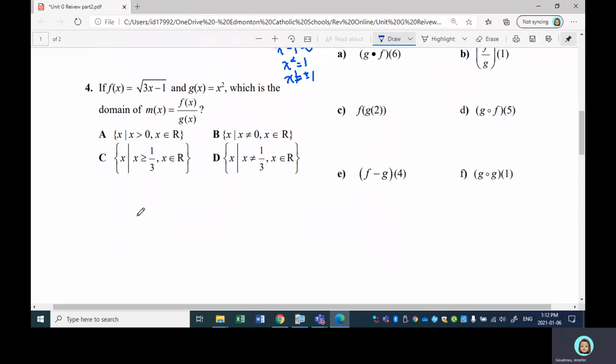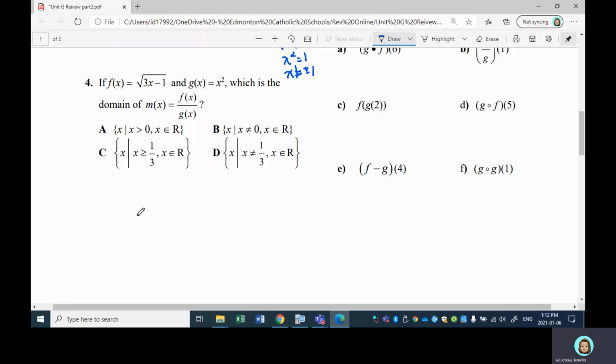Question 4, if f at x is the radical function square root of 3x minus 1 and g at x is x squared, what is the domain of f at x over g at x? Okay, so let's talk about domain. When we are doing any of the operations, so adding, subtracting, multiplying, and dividing, the domain comes from the common domain of each of the individual functions.